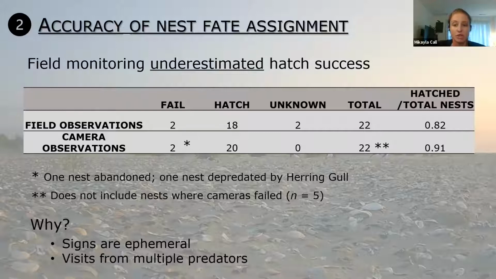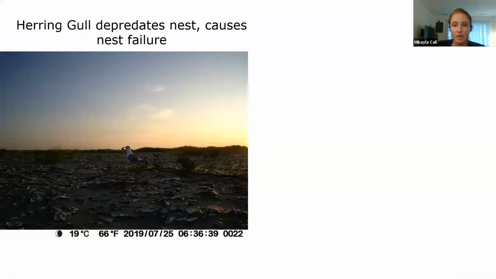Signs may also be obscured by or become confusing due to multiple predators visiting the nest site after the nest had failed. Here's an example of what I mean when I say that signs can become confusing after the nest fails. This is a photo of a herring gull holding an egg in its bill. This is from the one nest that failed on the nest cameras.